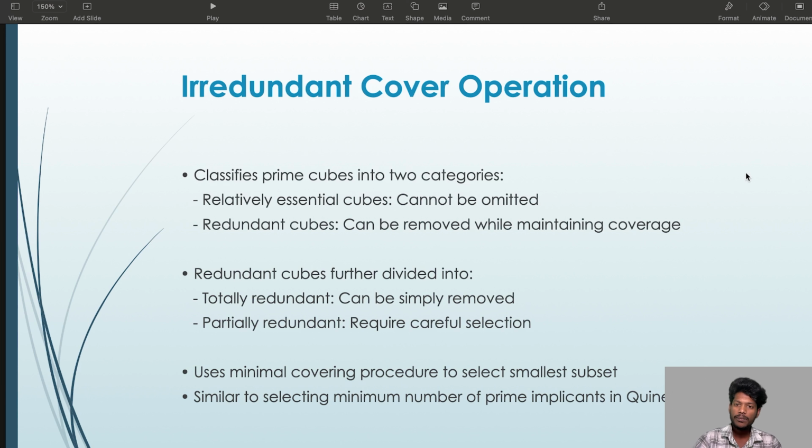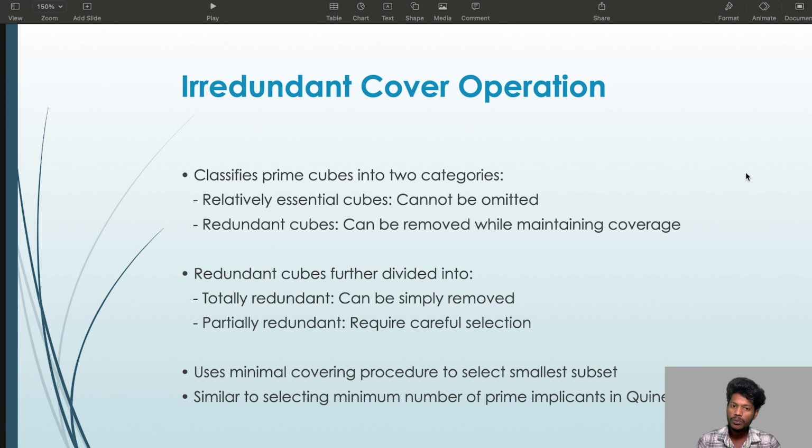Then coming next to the second function, the irredundant cover operation. In that we classify the prime cubes into two categories: one is relatively essential cubes, and the other is redundant cubes. Relatively essential cubes cannot be omitted; those directions and functions we cannot minimize. And redundant cubes can be removed while maintaining coverage. These cubes can be removed to minimize the function.